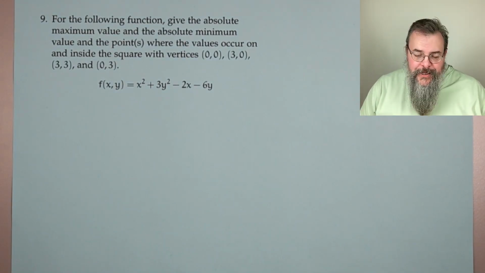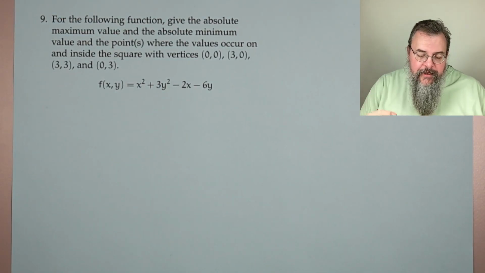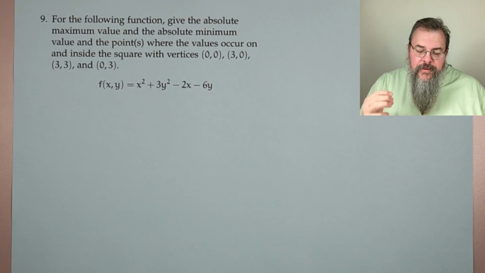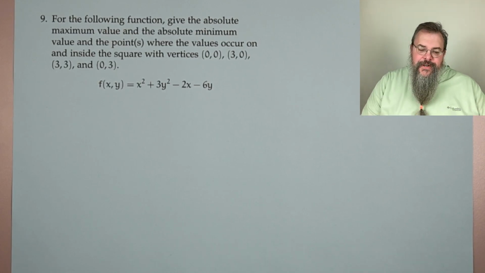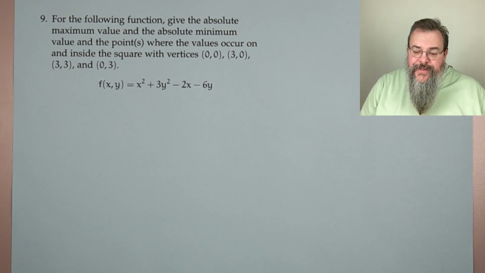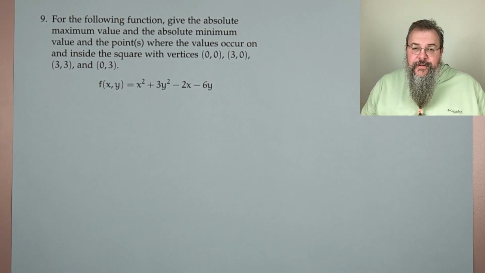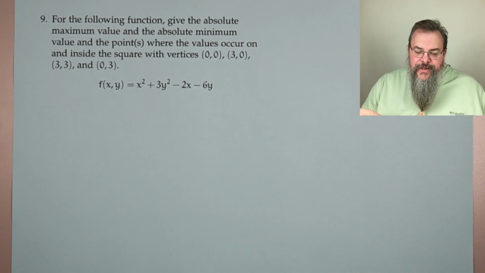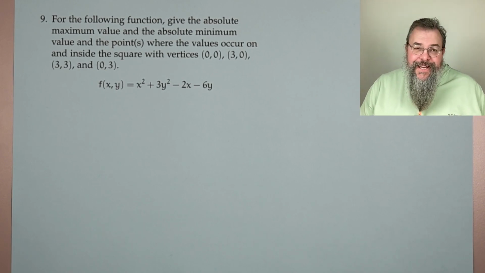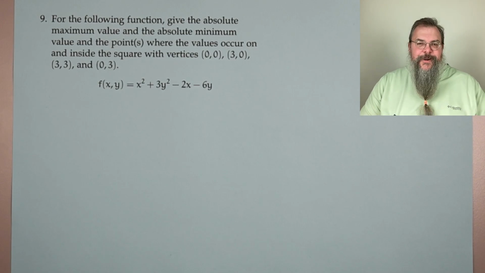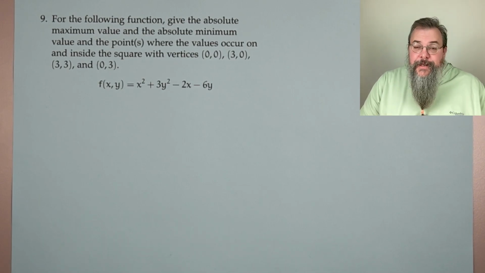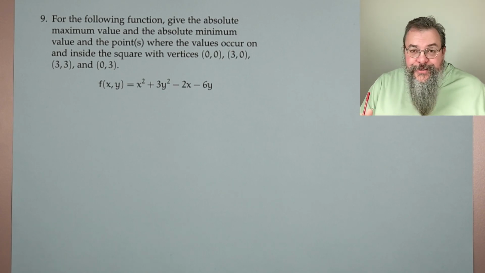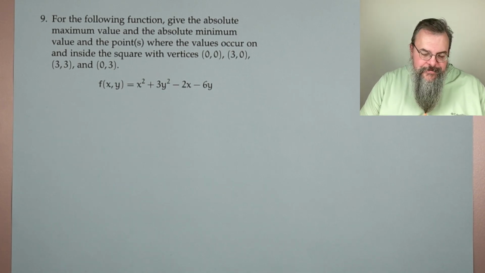For the following function, give the absolute maximum value and the absolute minimum value and the points where the values occur on and inside the square with the vertices 0, 0, 3, 0, 3, 3, and 0, 3. Okay, so we've got a workout ahead of us because we have a square. And squares, it turns out, have 4 sides. True story. All squares have 4 sides.